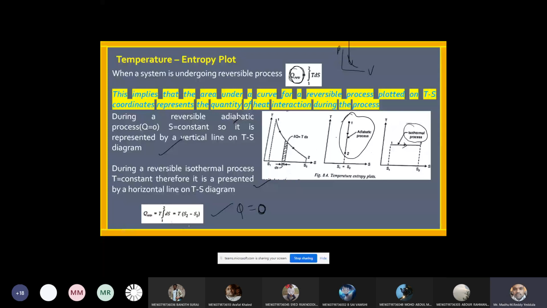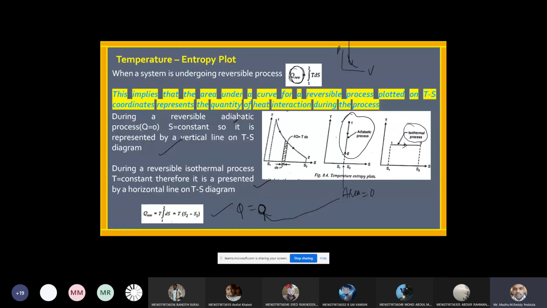Means what does it mean? Is there any area under this curve? No, sir. The area under this curve is 0. When area under the curve is 0, what does it mean? The heat is also 0. We got it? Isentropic process, heat flow equal to 0.